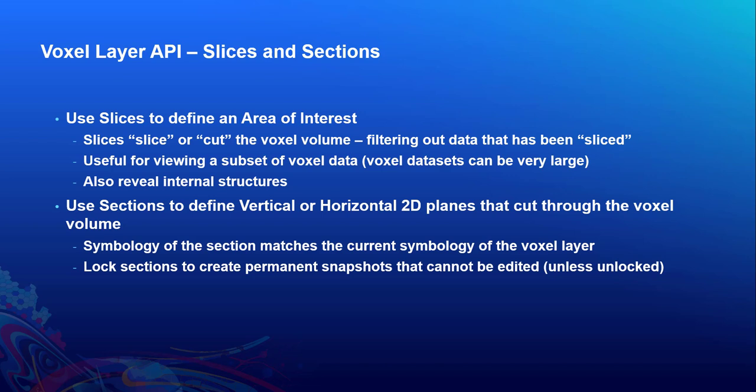Use sections to define vertical or horizontal two-dimensional planes that cut through the voxel volume. Whatever is the current symbology of the layer at the time that the section is created, that will be the symbology that the section uses. However, you can lock sections to create permanent snapshots that cannot be edited. So if the symbology of the layer changes, for example, the symbology of the locked section will remain the same.